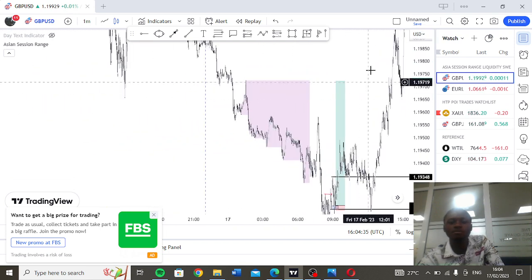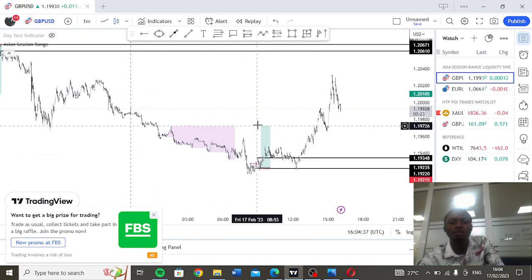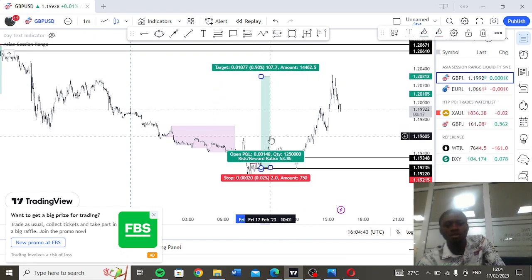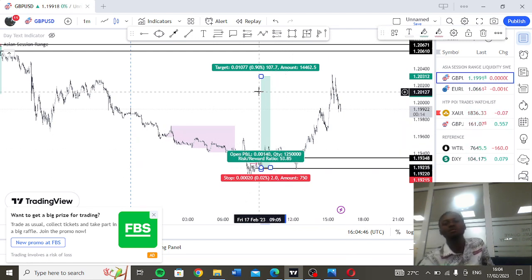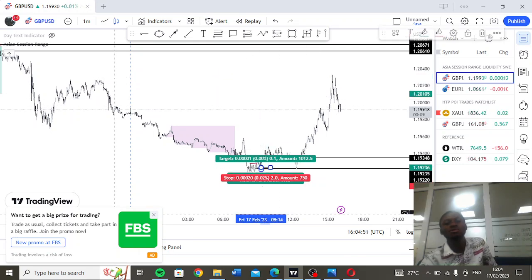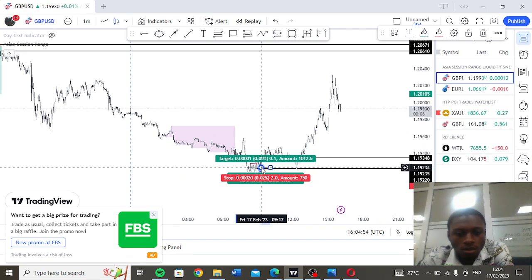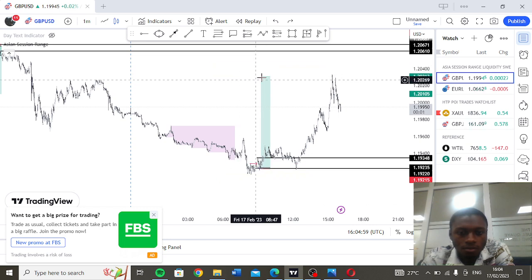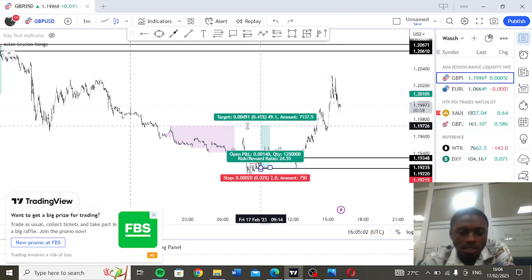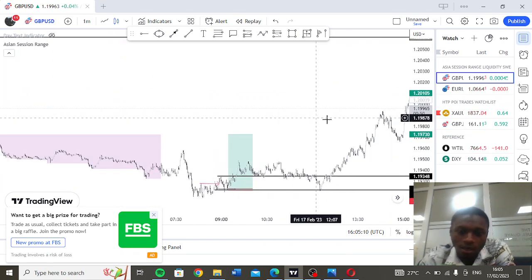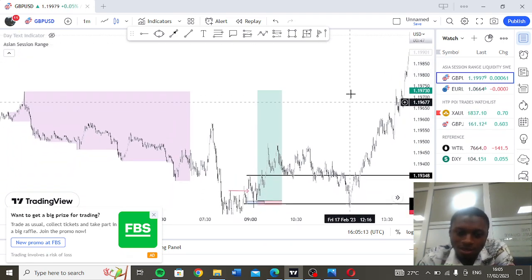So this came to hit our TP and even moved up further ahead. So this would have been a 53 risk to reward ratio if we continue holding it. But of course my target is usually the Asia session high. So this would have been, let's say, a 24 risk to reward ratio trade, which is perfect. But let's look at something here.